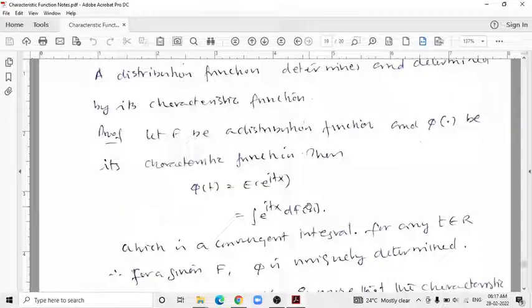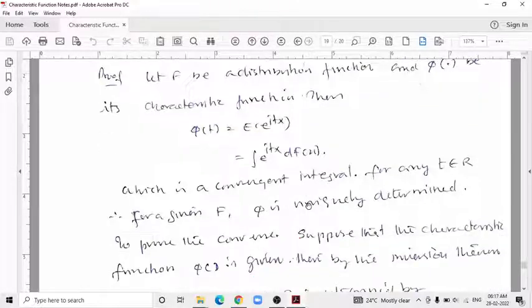So once a distribution function is given, phi is uniquely determined. Never can one distribution have two characteristic functions, because of the absolute convergence of this expectation, that is, phi t will always exist. That's about the forward part.